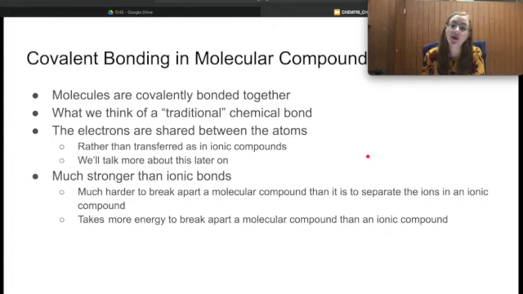We talked about in ionic compounds how, if we have an anion and a cation, the cation can transfer some of its electrons to the anion. So we have this transference of electrons, and we have these distinct ions. Here, we no longer have this distinction.